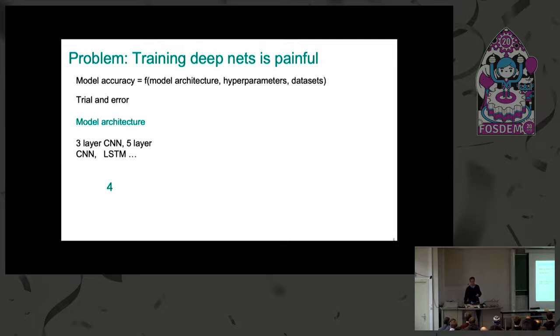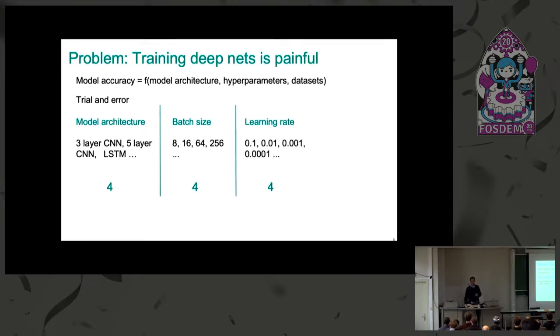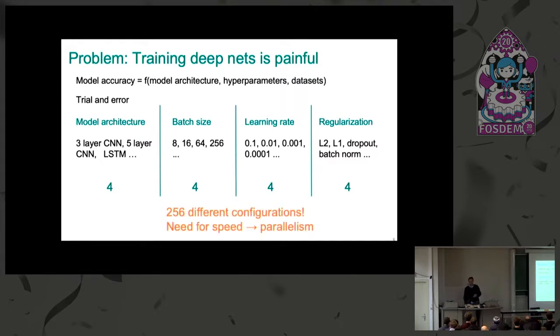So just as an example, let's say that we have 4 model architectures that we're interested in. We have 4 different batch sizes we're interested in. We want to try 4 different learning rates, and we want to try 4 different methods of regularization or smoothing. Well, already we're up to 256 different combinations. So if you're training all of these models one at a time, it's going to be extremely expensive. It's going to take a long time. So there's definitely a need for speed here, which means work in parallel. And working in parallel means we're talking about distributed compute systems.